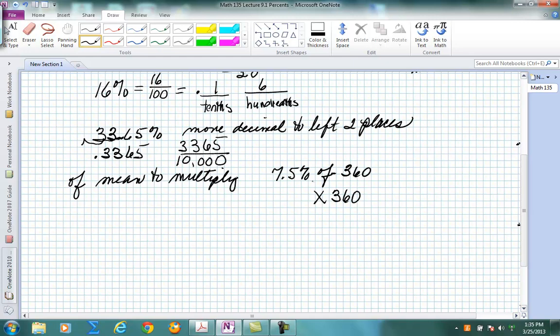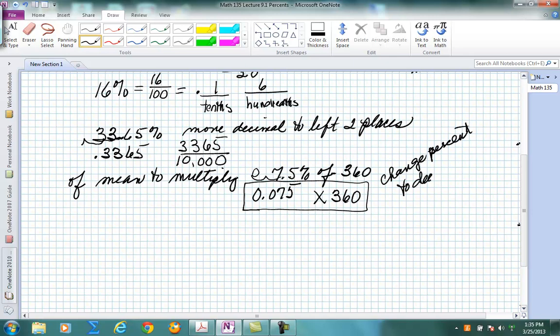Well, 7 5/10% written as a decimal is 0.075. Remember, the decimal has to go left 2 places. And so now we can multiply to get our answer. So we always have to change the percent to a decimal before you multiply.